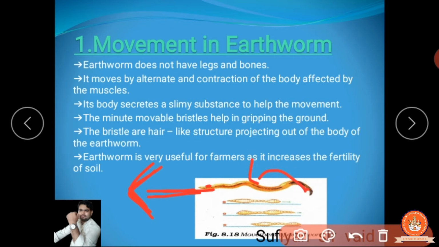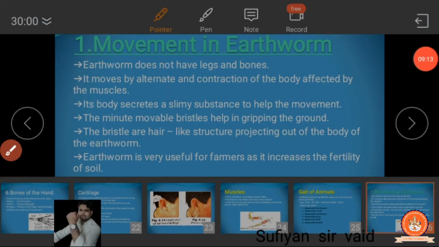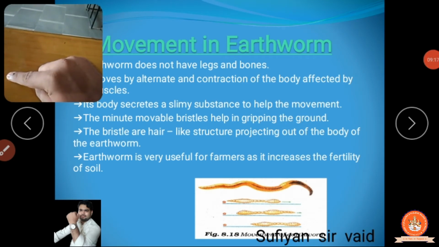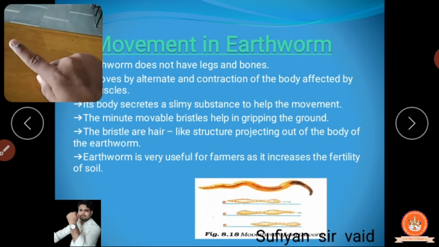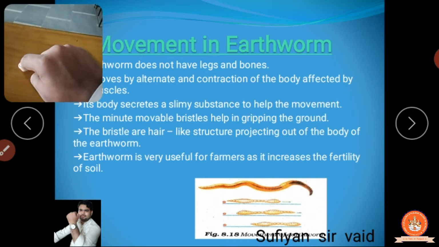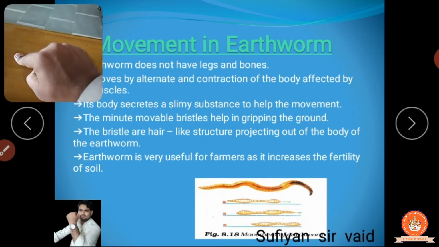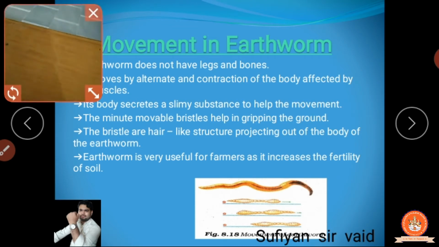Clear? Like the movement of your hand, you can also see it. So you can watch my finger, how they are moving. They're doing a simple thing. The finger is like a mouth. They stop out here and move the big portion to the front. Then the finger, or you can say the mouth, goes further. This type of motion is done by the earthworm.